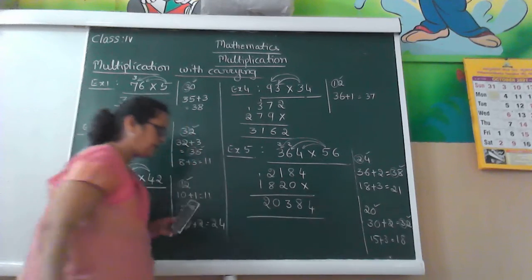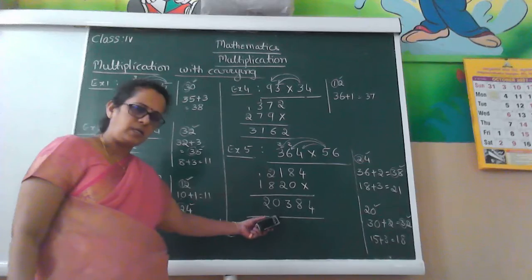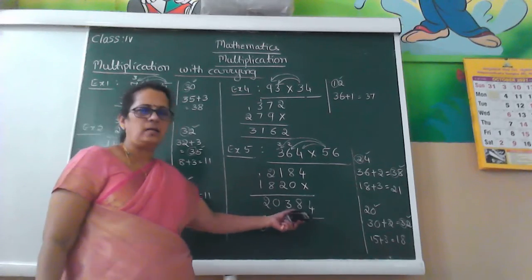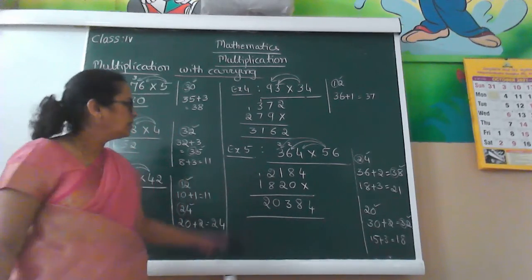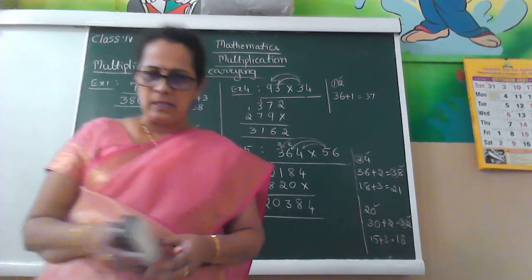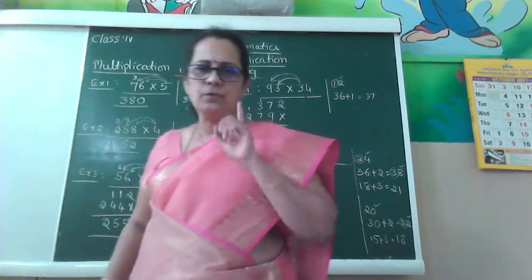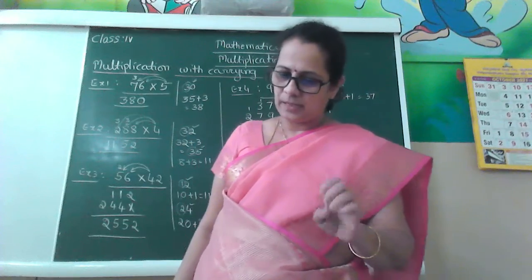So what is the answer, children? It is 20,384. Like this you can do multiplication if you know the tables properly.